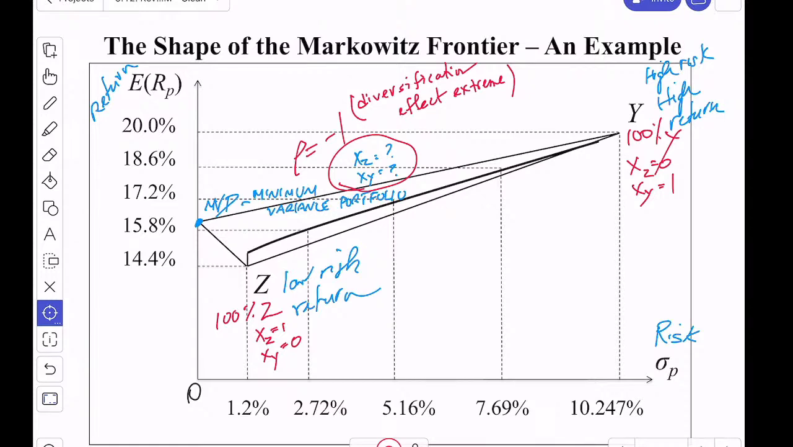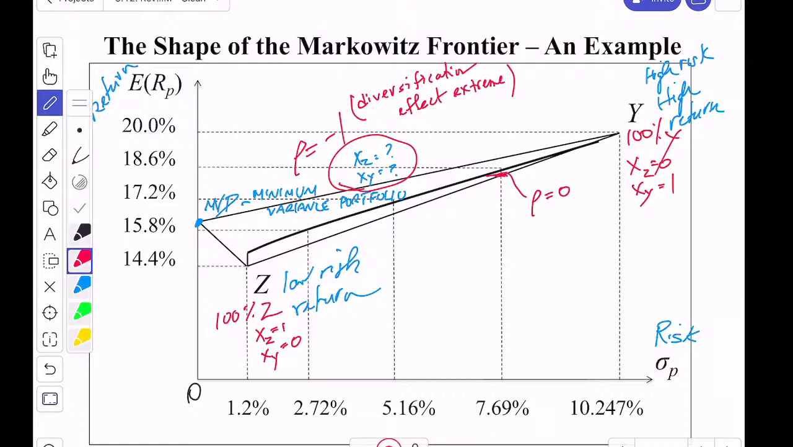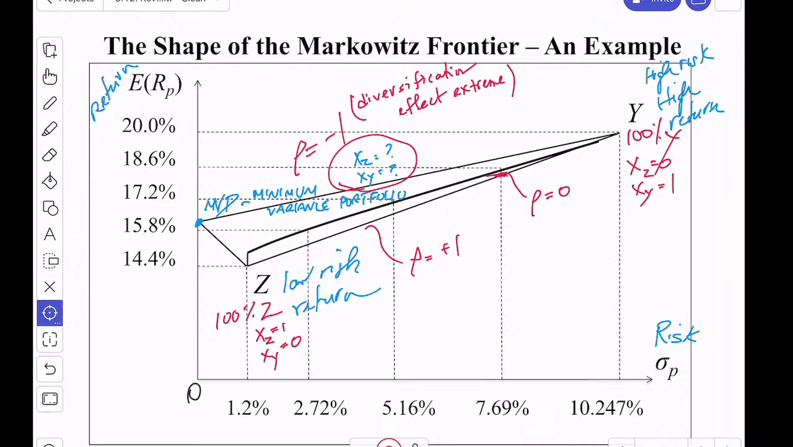So we have so far discussed what the perfect negative correlation would look like. The zero correlation would look like this. And then correlation that is positive would just be one straight line. It's a linear combination of the returns of combining Z and Y. There's no diversification effect if they're perfectly positively correlated. It's the negative correlation that creates this.